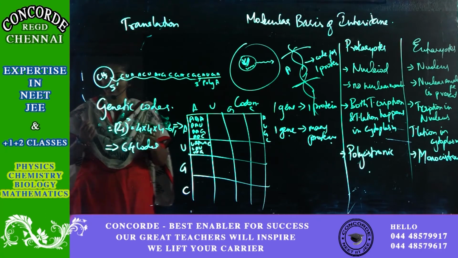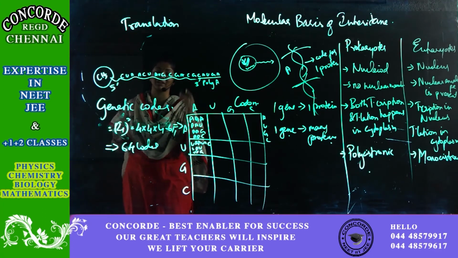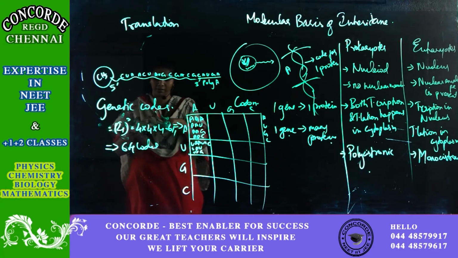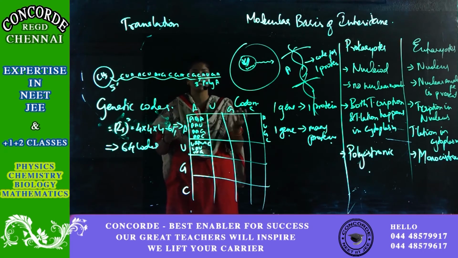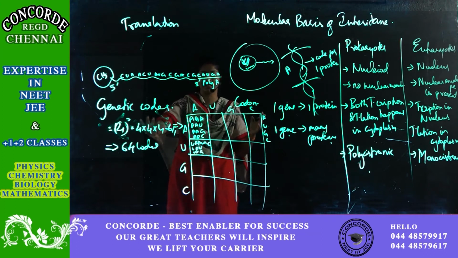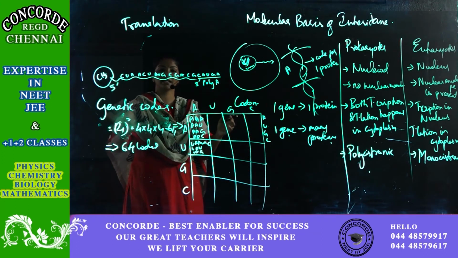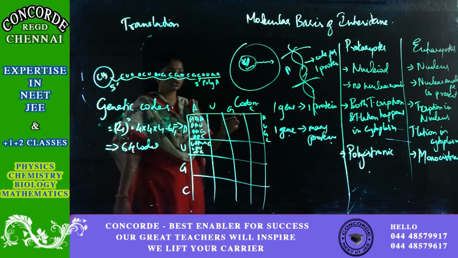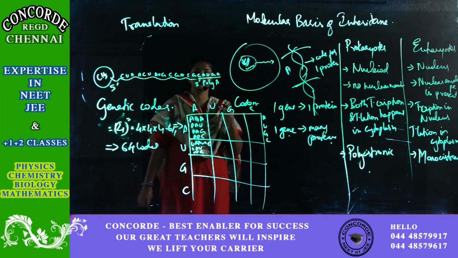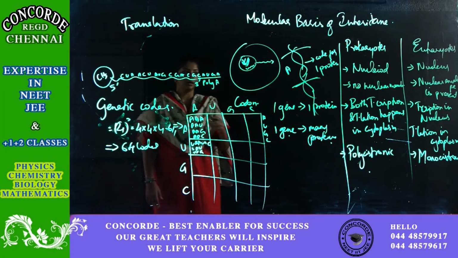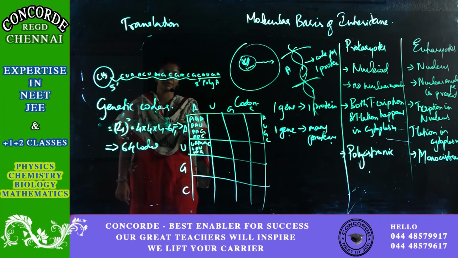Earlier there were many wrong predictions. Some other scientists gave wrong predictions, but they were not accounting for it. At last, this is the finalized version, 4 power 3, so totally I will have 64 codes. Fine. Now let's see about the properties of the genetic code.